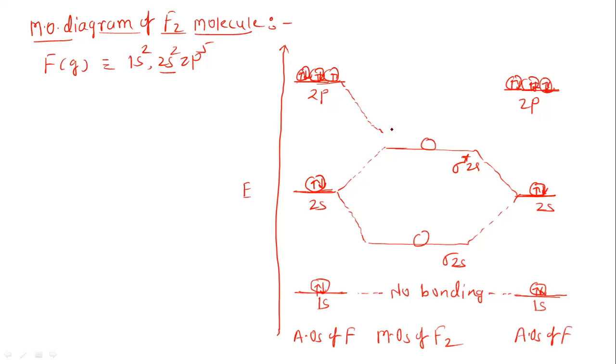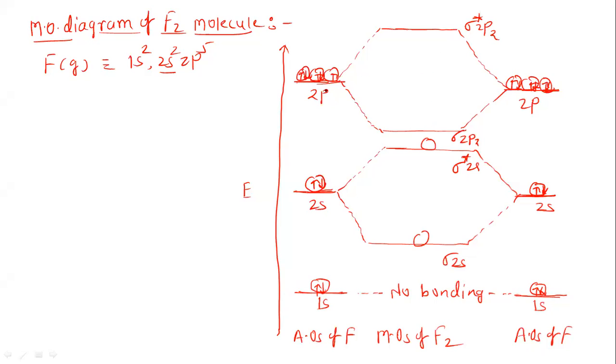So you can see 2pz gets overlap with 2pz. Formation of sigma 2pz bonding molecular orbital, and sigma star 2pz antibonding molecular orbital. Now the energy gap between these is larger here, because as we know, sigma bonding molecular orbitals are stronger. Greater overlapping is there between the 2pz 2pz. Appreciable overlapping is there between the 2pz 2pz. So this energy gap between the bonding and antibonding molecular orbital will be larger.